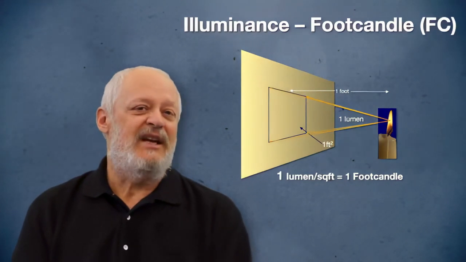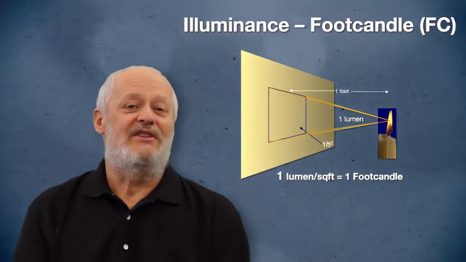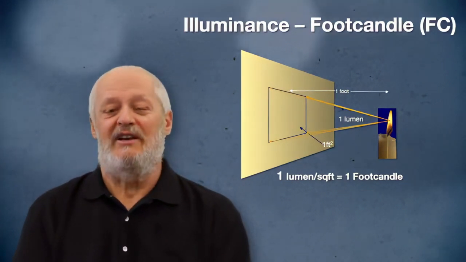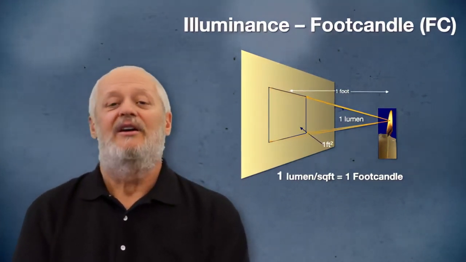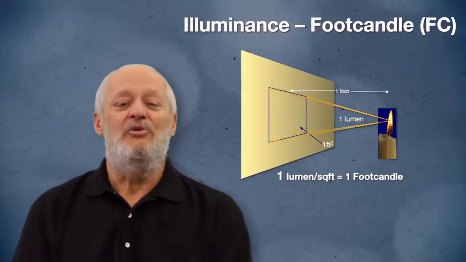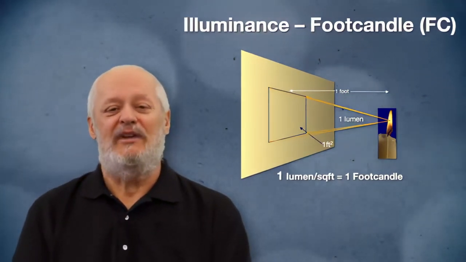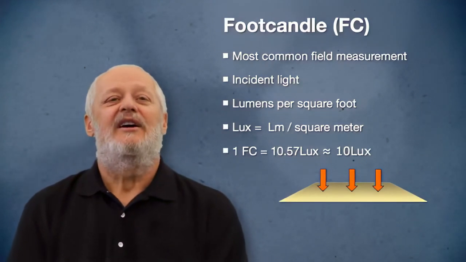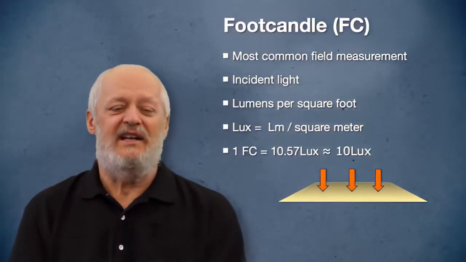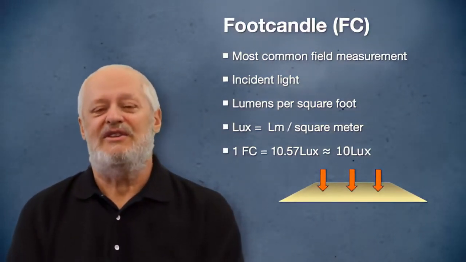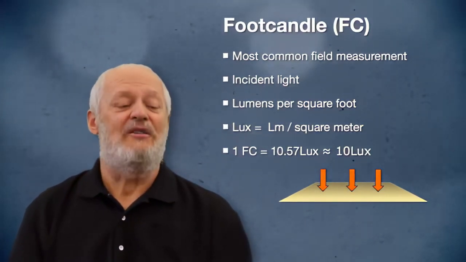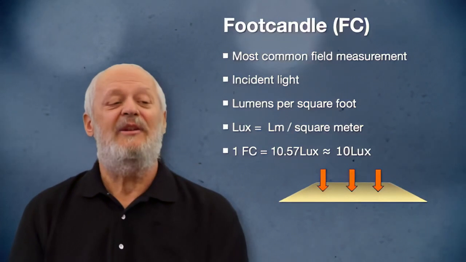That surface can be vertical, like we see in this illustration, but more often the surface is a horizontal surface, like on a desktop or on the floor, right? So when we talk about lumens per square foot, we're talking about foot candles. Foot candles are our most common specification metric in the lighting industry. If you ask the question, how much light do I need? The answer will be, you need so many foot candles. How do you determine that?